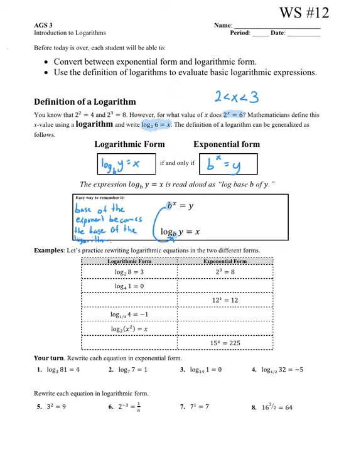All right, base of the exponent becomes the base of the logarithm. You might say the base moves to the basement. That's another way you could say it. All right. Something else that happens is logarithms solve specifically for exponents.